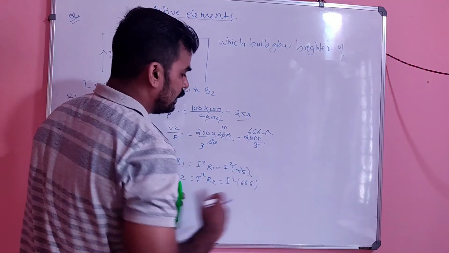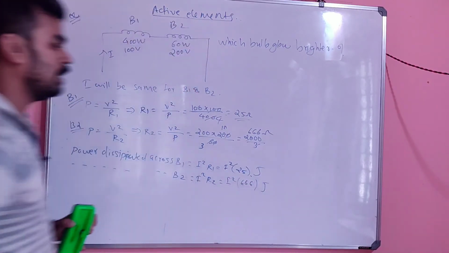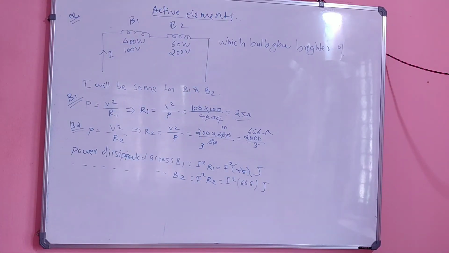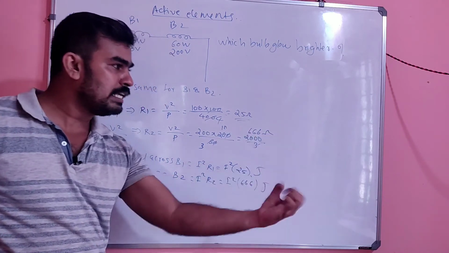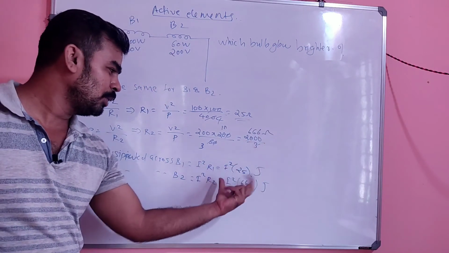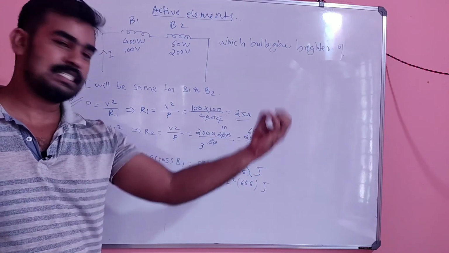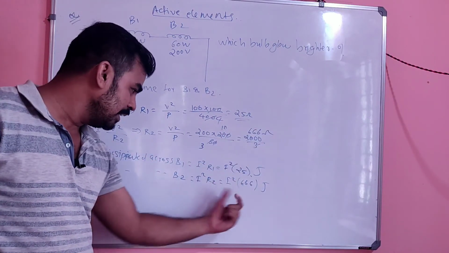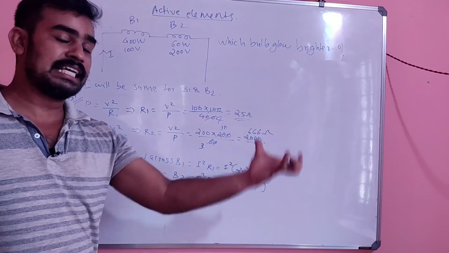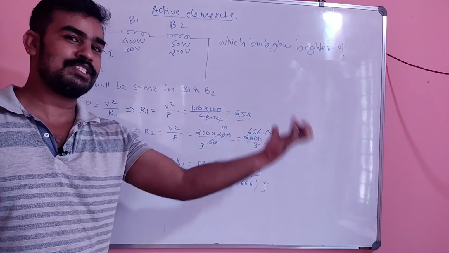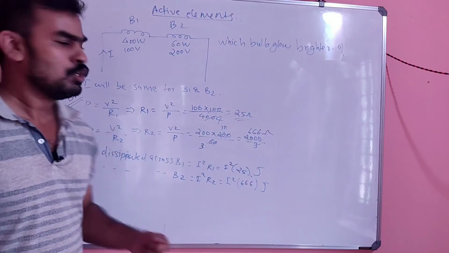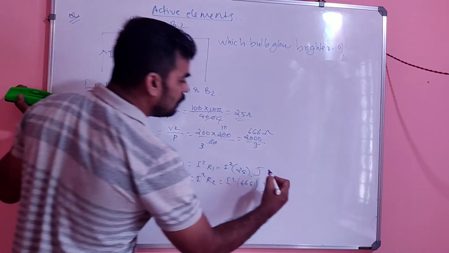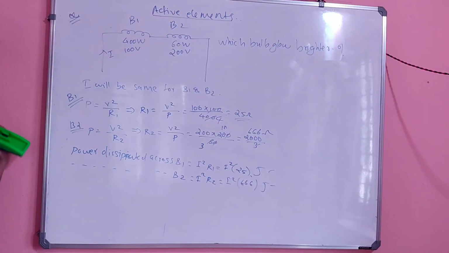This much energy, it is like joule. You can write like this. So across B1, I square into 25 joule is heating. You can see the brightness like that. And across B2, you can see I square into 666. That much brighter, I mean that much glow will be there. So can you say which will be the brighter lamp?